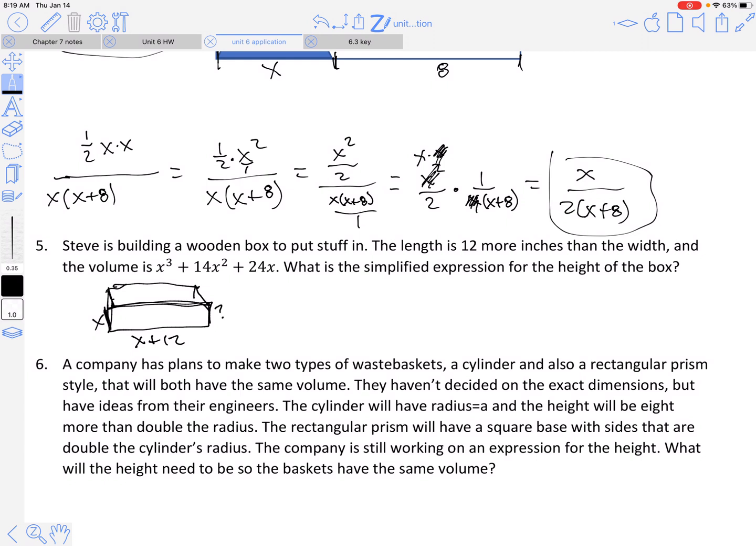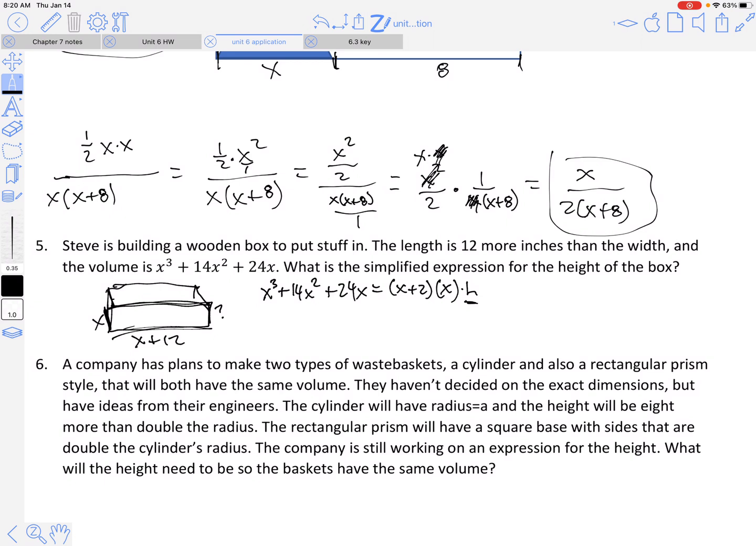We do know that bottom width. We know this length. We don't know the height. Okay. We do know the volume. So we know that x cubed plus 14x squared plus 24x will equal length times width times height. And I know there's a question mark, but I'm going to put an h. What is the simplified expression for the height of the box?